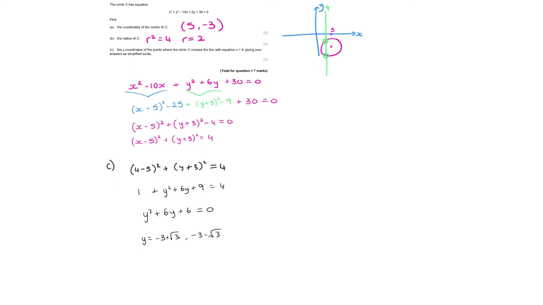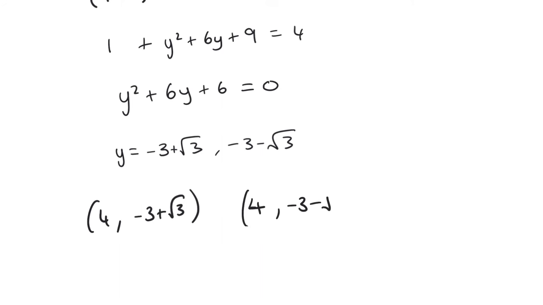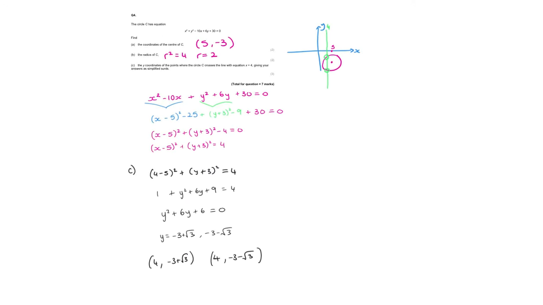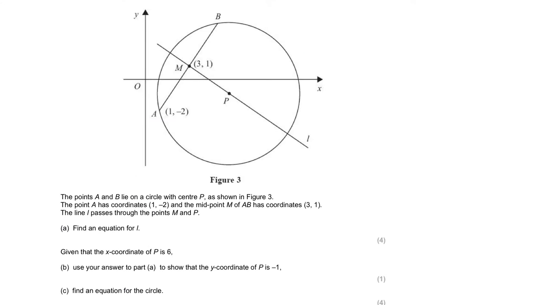And it just says the y coordinates, that's fine. If it asked us for the whole coordinates, I would expect you to do 4, minus 3 plus root 3, and 4, minus 3 minus root 3. I would expect that of you because that's what it wants for coordinates, but it just wants the y. So there we go. Nice and easy 7-mark question.